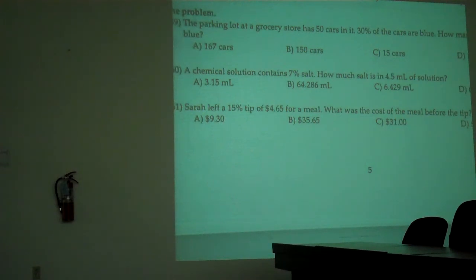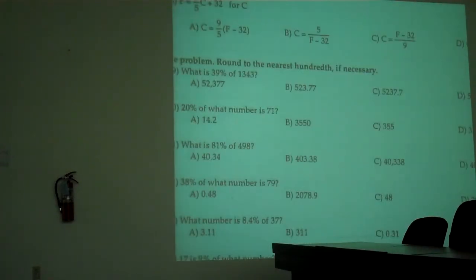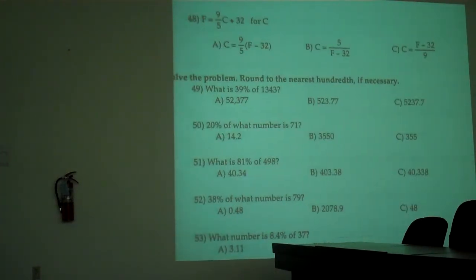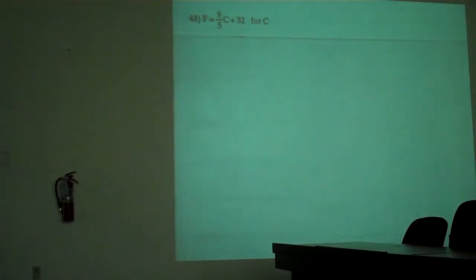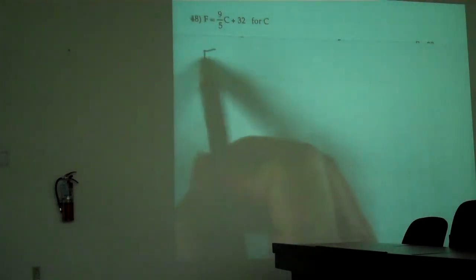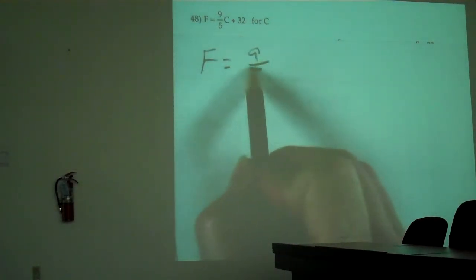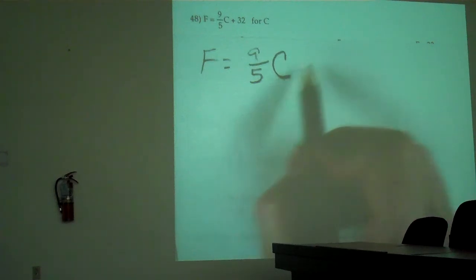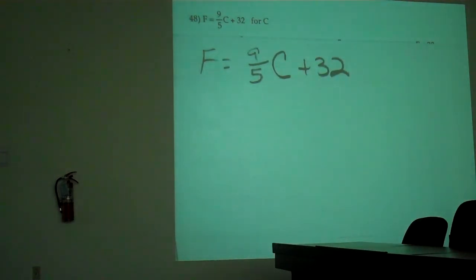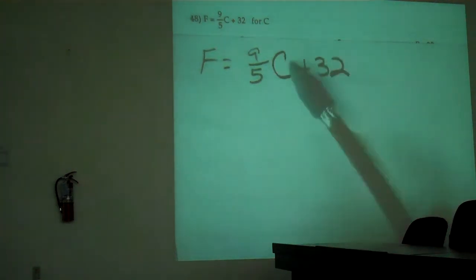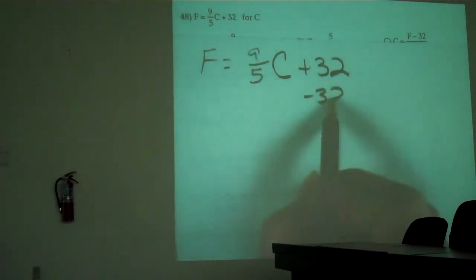Okay, I think there's some more. I tried to put, yeah, there's another one. The Fahrenheit one. Solve for C. Let's go ahead and do that one together. Okay. Fahrenheit equals 9/5 times C plus 32. First thing you would do is to subtract 32. You want to get the variable by itself, right? So subtract 32.